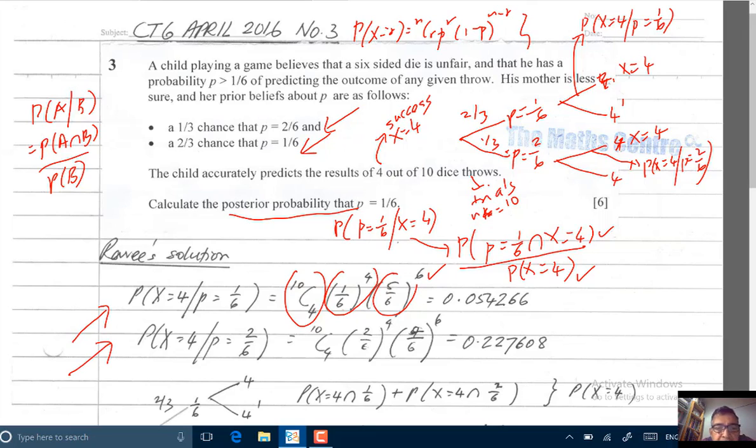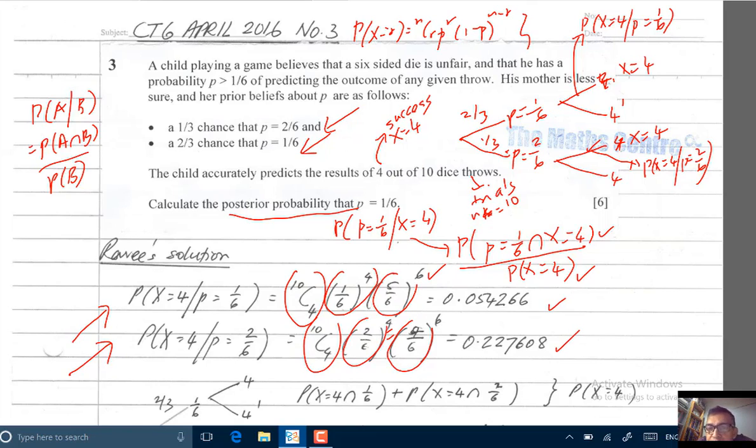The next conditional probability, x equals 4 given that P equals 2/6. 10C4, now the value of P is 2/6 raised to the power of 4. 1 minus 2/6 is 4/6 raised to the power of 6. Use a calculator and you'll get 0.227608.